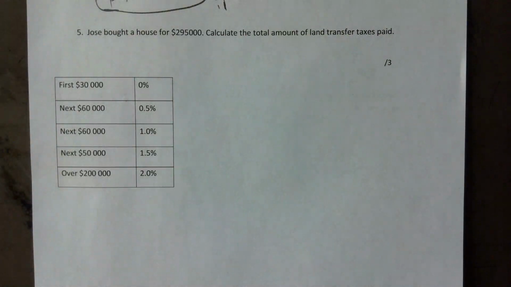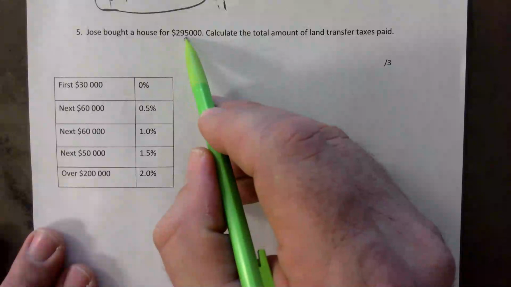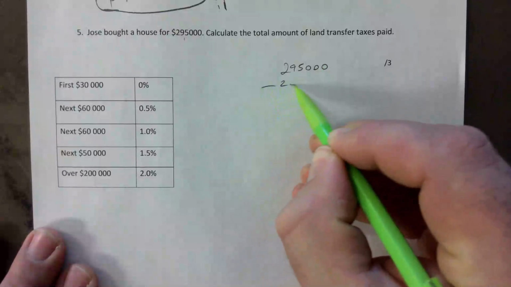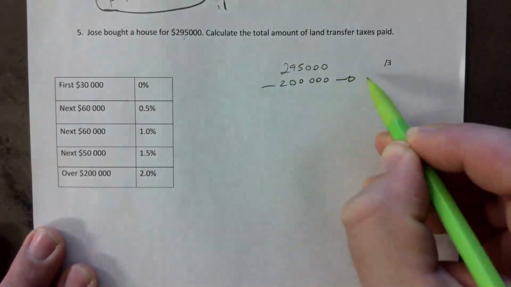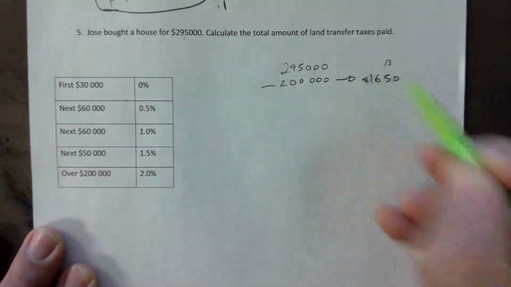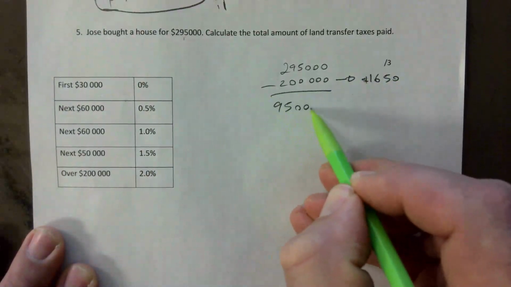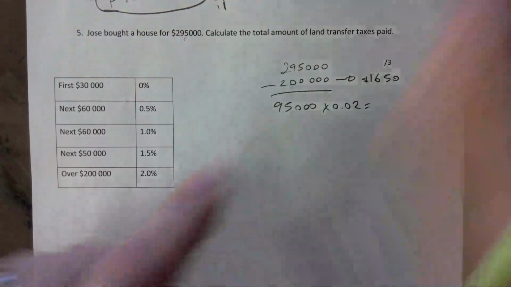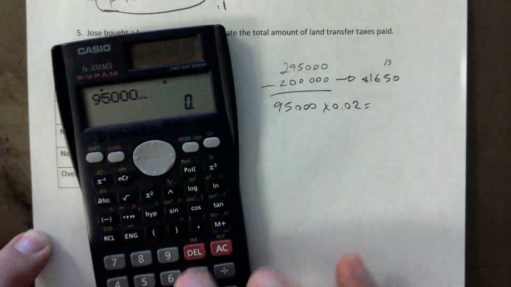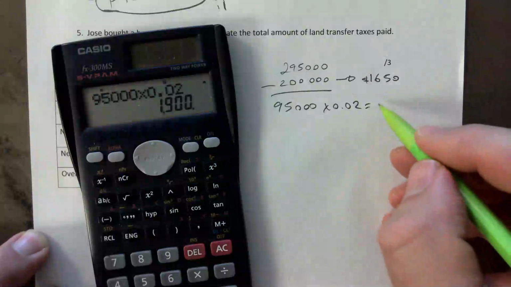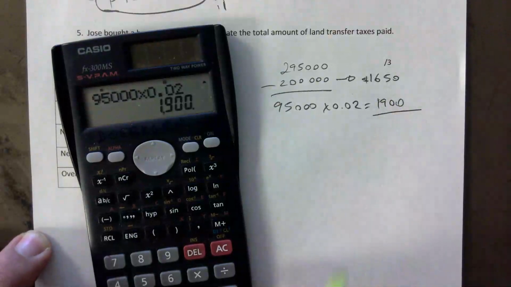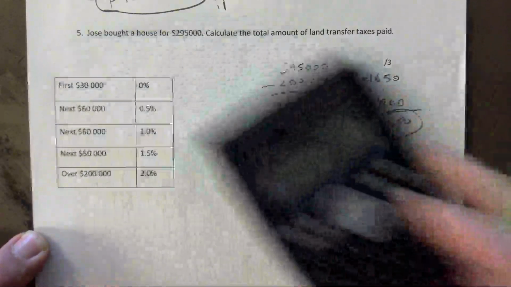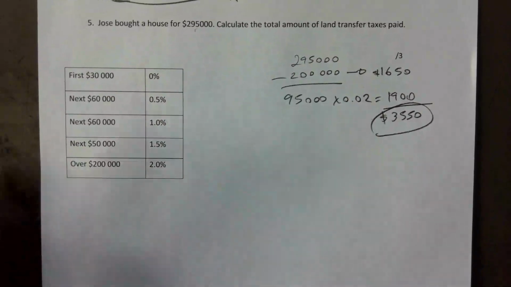I'll show you the shortcut first. This is over 200,000. So I would go 295 minus 200,000. I pay 1650 for that for sure. You're 95,000 over, right? That gets taxed 2%. That's 1900. You add that up. It's 3550. Okay, that's what you should be getting. If you got that, you're good to go.